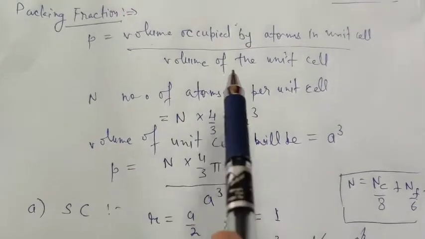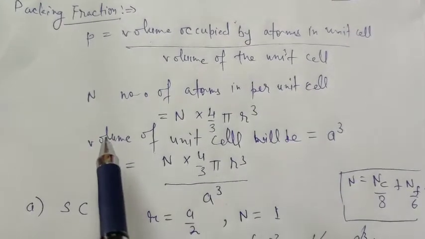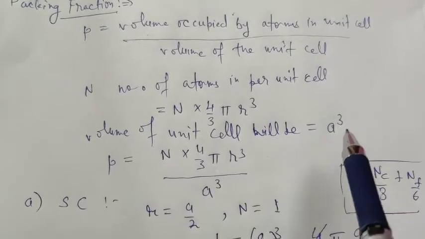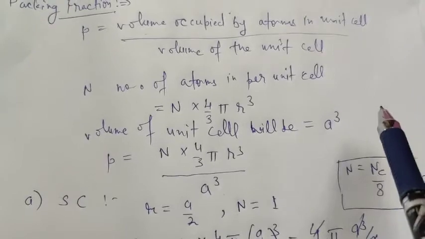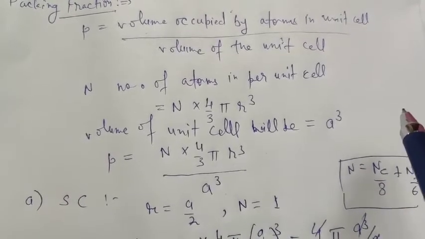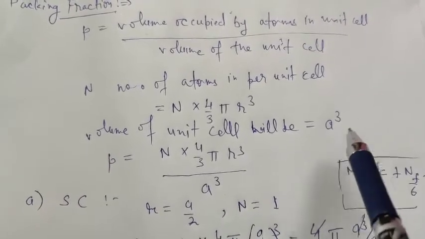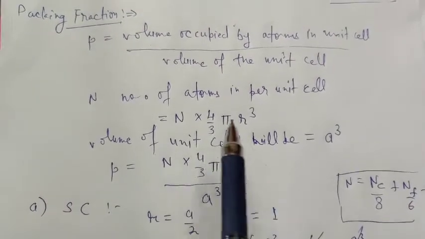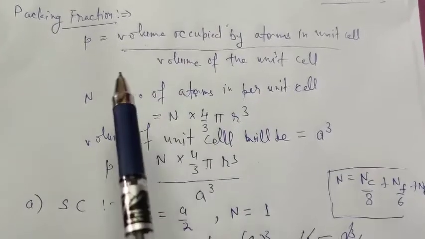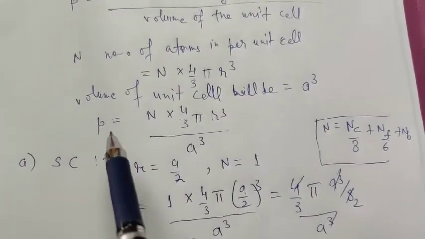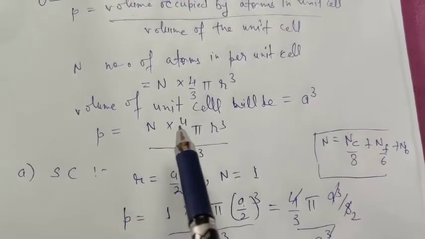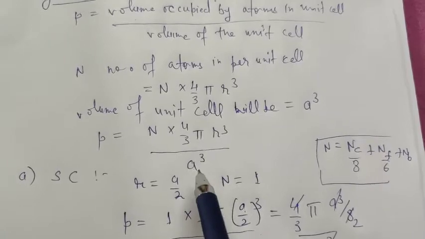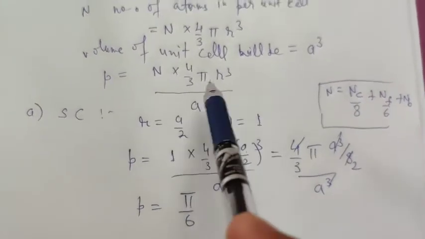And the volume of the unit cell will be the cube of the side of the cube, or the cube of the primitive. In the case of a cube, a, b, c are equal, so this is the cube of that primitive. If you put these values in the definition of the packing fraction, we get the number of atoms multiplied by the volume of the atom, divided by the volume of the unit cell.